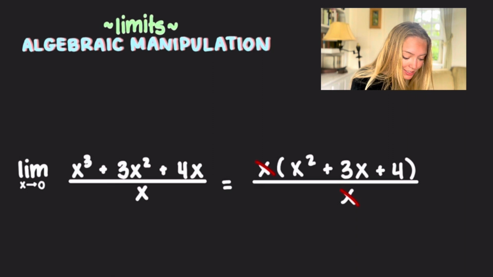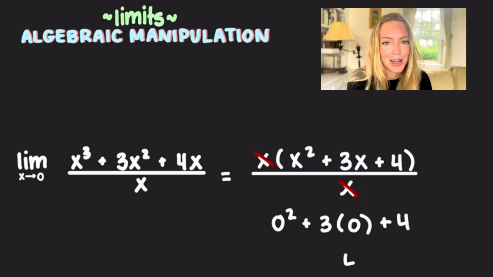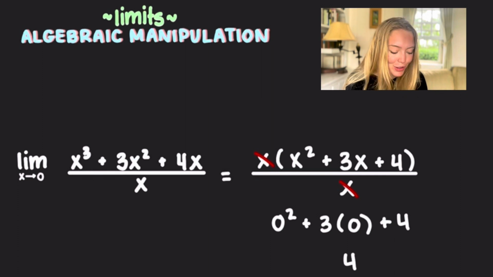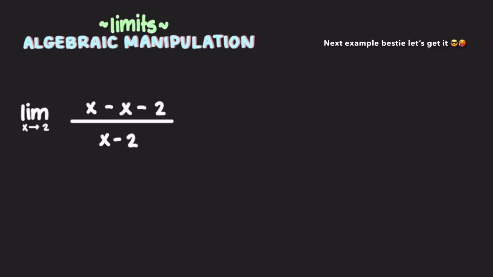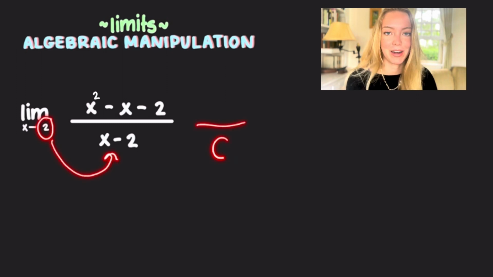So now that we don't have this 0 in the denominator, now we can plug in our x value. If we plug in 0, we're going to get 4. Great. We plug in 2 to this one. Again, 0 in the denominator.